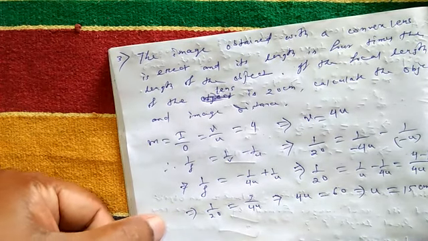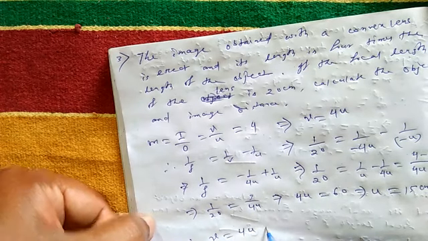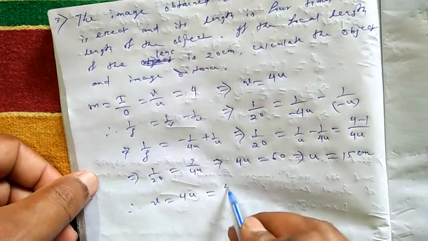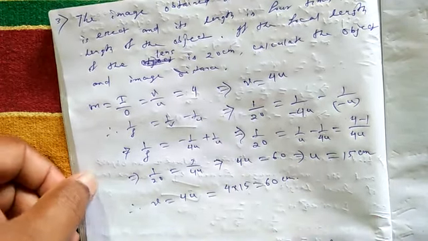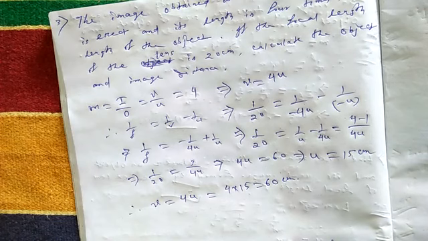U is equal to 15 centimeter. So what is V? V is equal to 4U. This is equal to 4 into 15 is equal to 60 centimeter. So here the object distance is 15 centimeter and the image distance is 60 centimeter.